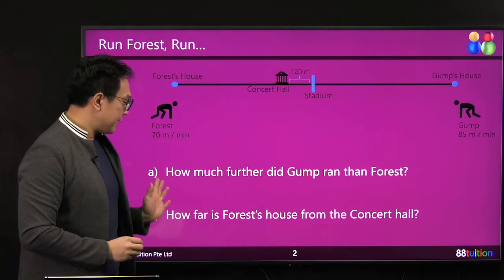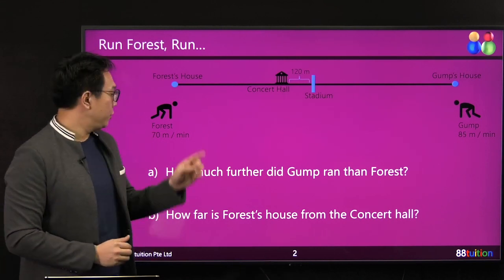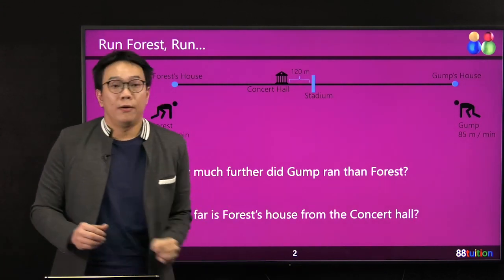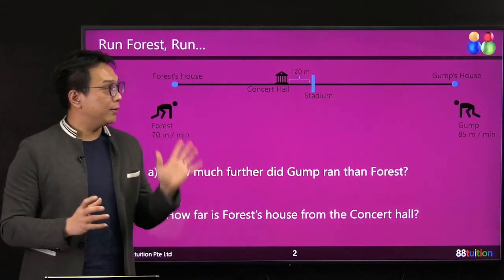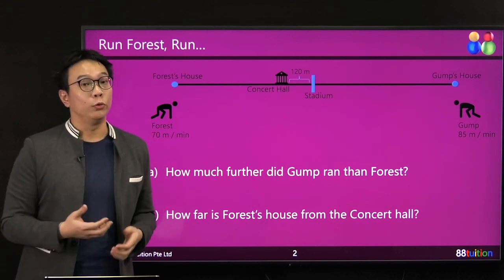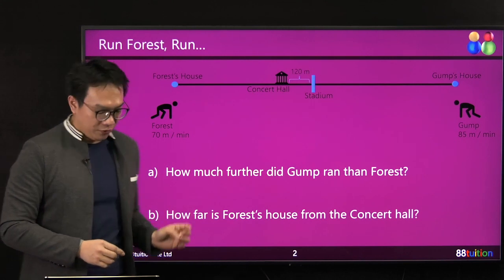So the second question: how far is Forrest's house from the concert hall? So you're looking for here to here. You must know the question very well. That's the reason why you draw this event line, in order to tell you what is happening. Clear? Can we just look at the first question first?